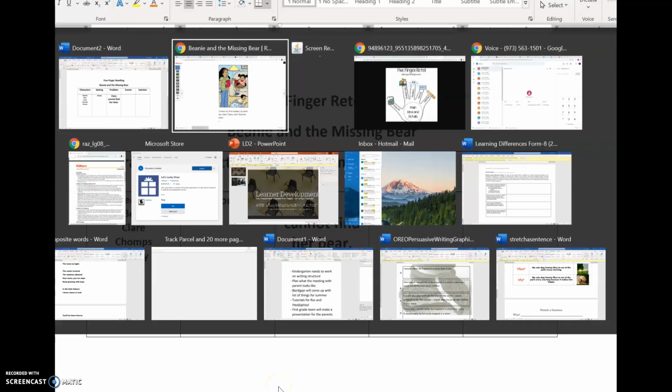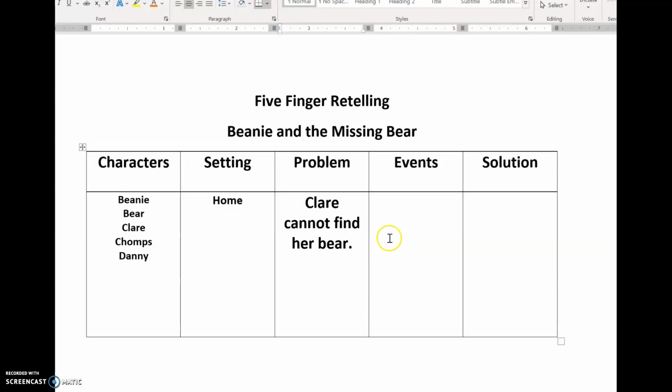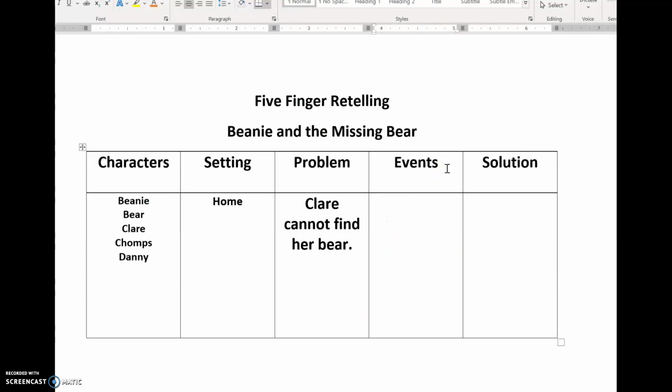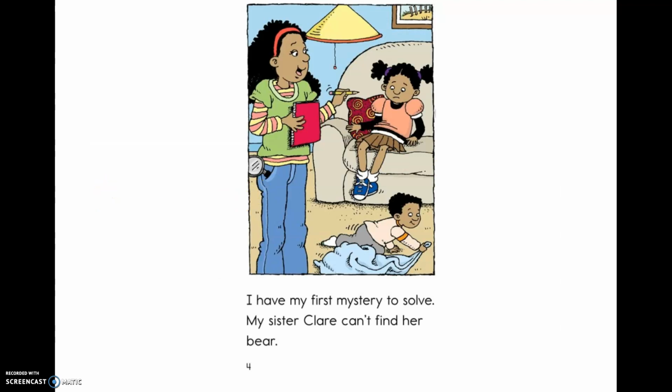That's the problem. Now I'm going to think about the events. Events includes, you got to think about the beginning, the middle, and the end. So in the beginning, what happens? So in the beginning, we know that, let's see.